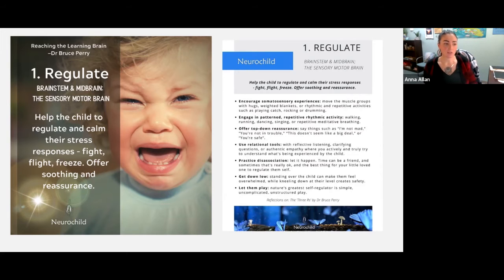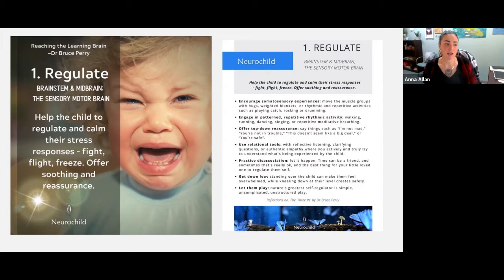The relational tools, on the next point there, it's talking about reflective listening and clarifying questions. That's under the assumption that the child or youth who's in that stress response has maybe not fully moved into a full-fledged stress response, but is still sitting within their dysregulation, which, I mean, that's great if you can catch them at that place where they're just about to move into their stress response.